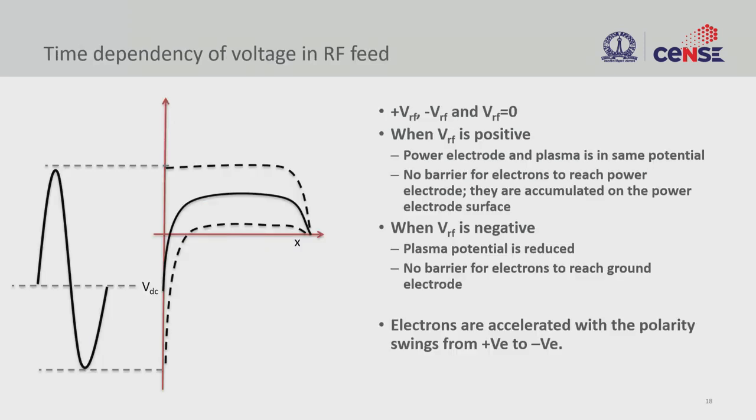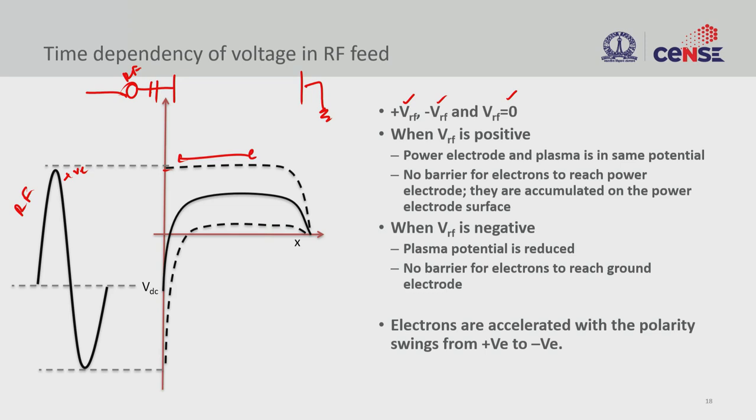Let's look at the RF feed again, but now we are going to look at the time dependency of this voltage. So this is the RF feed that you have, and also let's look at the potential across the two electrodes. So let's say this is the ground electrode, and here I am feeding an RF with a blocking capacitor, of course. And here we are going to swing between positive, negative, and then zero, right? It is going to go through zero as well. So when RF is positive, your plasma potential and your electrode potential are identical. In this case, the electrons will be attracted to the surface, and they will be accumulated on the surface.